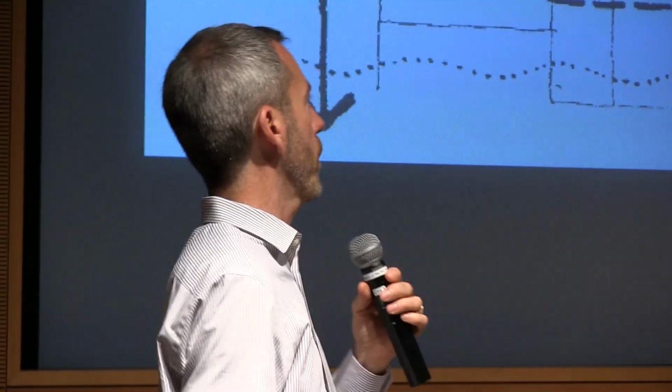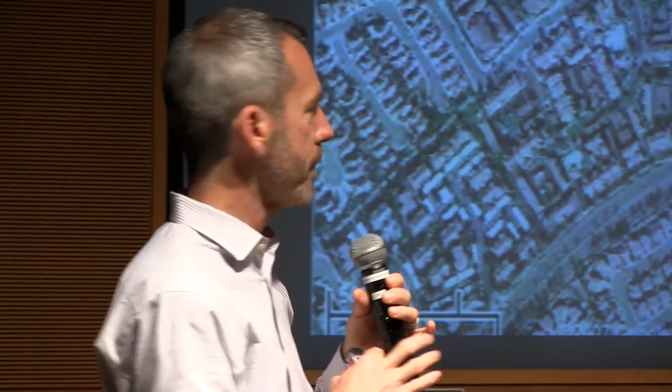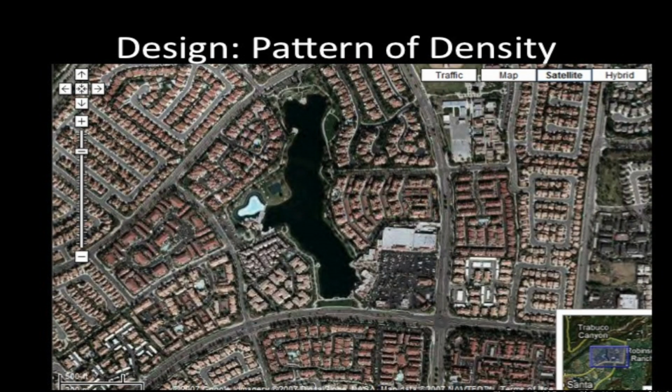Putting density, transit, and retail together starts to create the sort of magic that we have here in downtown San Mateo. Thomas talked a lot about being smart about where you're putting density and connecting it to the surrounding community and thinking about public transportation, connecting the streets together, which is the other variable, which is design, which has a big impact on travel behavior as well.